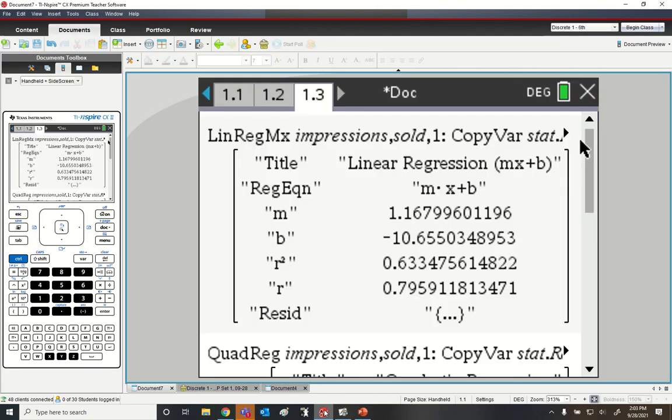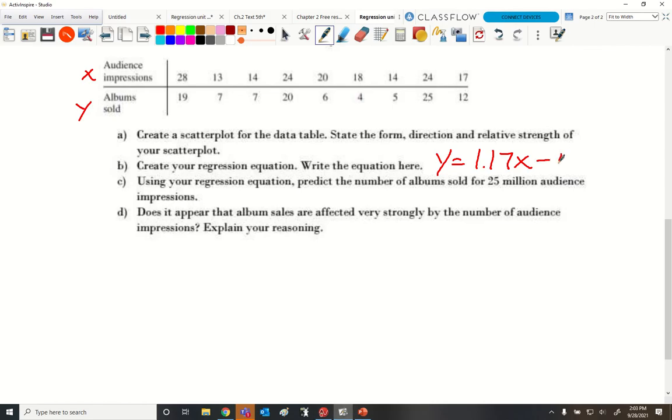X, 1.17x plus b, and my b value is negative 10.66. Minus 10.66. So we have our equation, right?